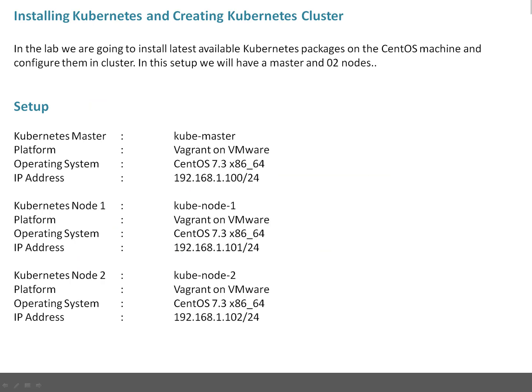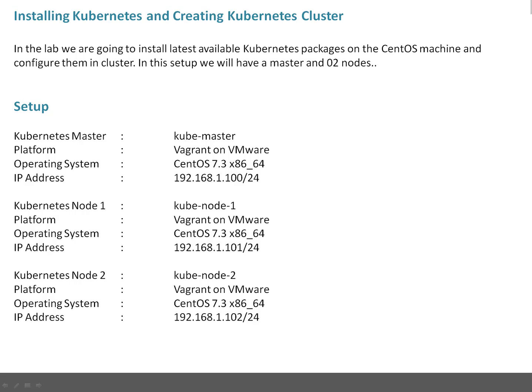In my setup, I got three CentOS machines. And machine 1, which is kube master, that is going to be my master server, and platform is Vagrant on VMware. You can think everything is running on virtual hardware. I got VMware workstation, and VMware workstation is running CentOS. On that CentOS machine, I have configured Vagrant host, so my setup is Vagrant basically.